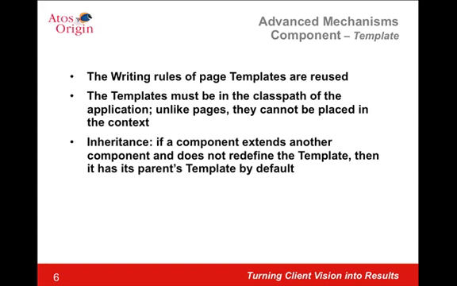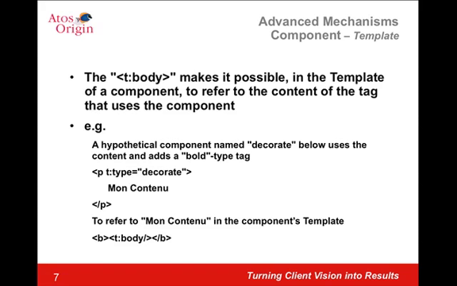The component's template will be identical to the page template. If the Java class of a component extends another component, it will automatically inherit the parent's template if it does not redefine its own. The t:body tag will display the content available between the opening and closing tag of the component. Take an example with our decorate component. This component will contain a string. If we look at the implementation, the t:body tag will be replaced by the string.